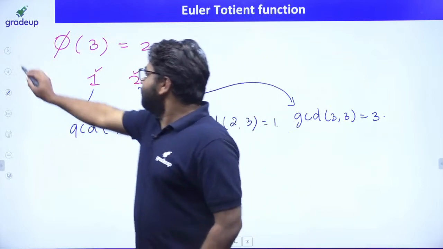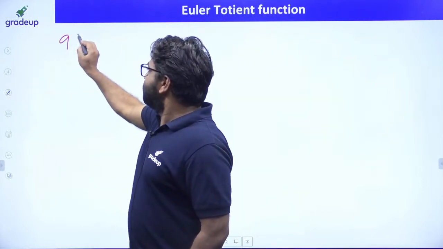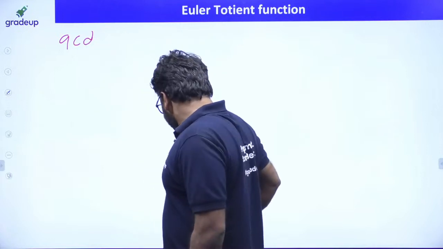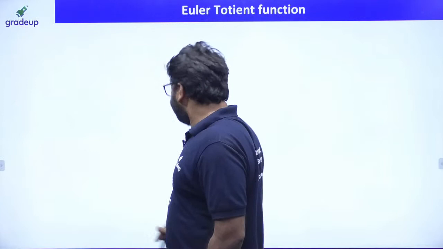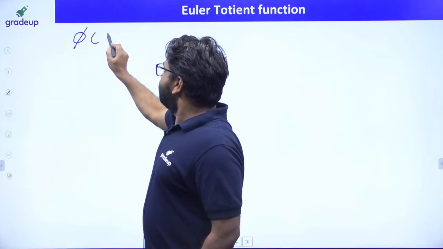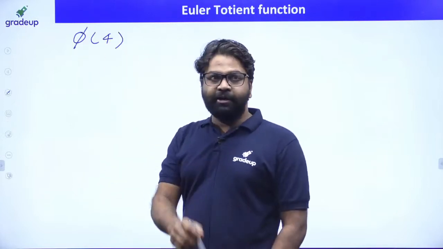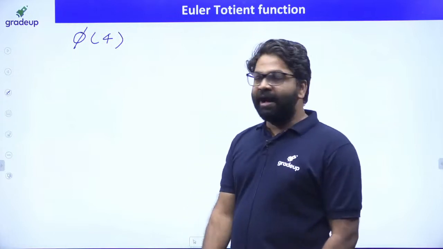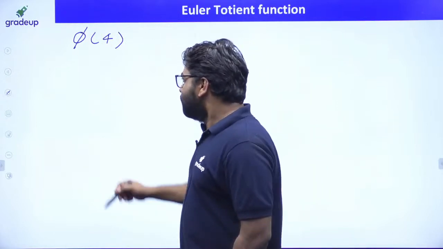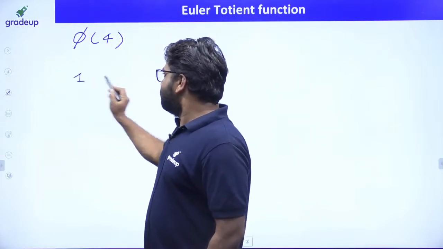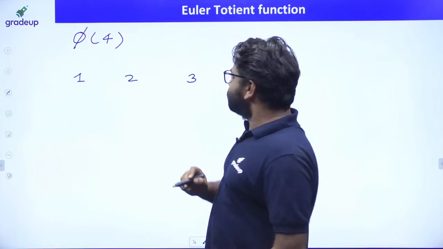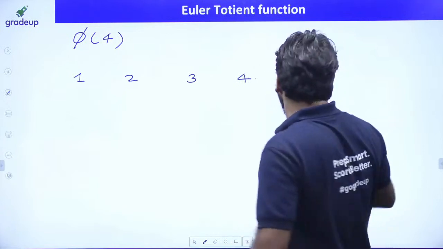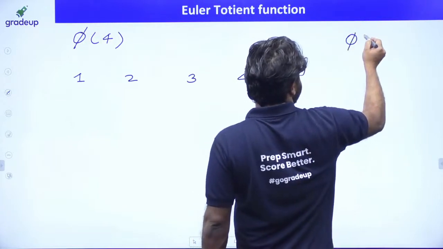Now suppose let's take another example. Here, if I want to find the totient function of 4, then let's write down all the elements. Here you will be getting 1, 2, 3, and then 4.